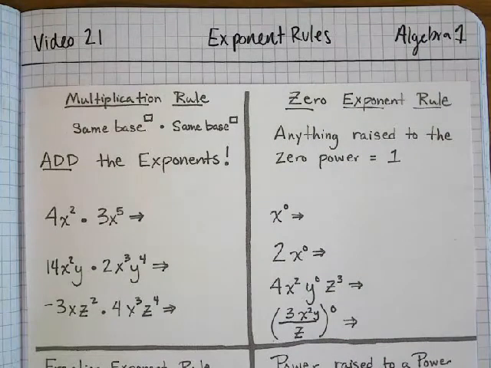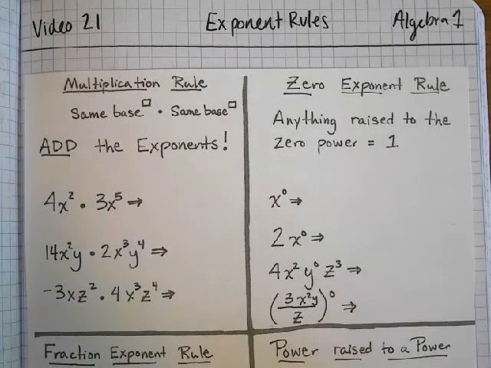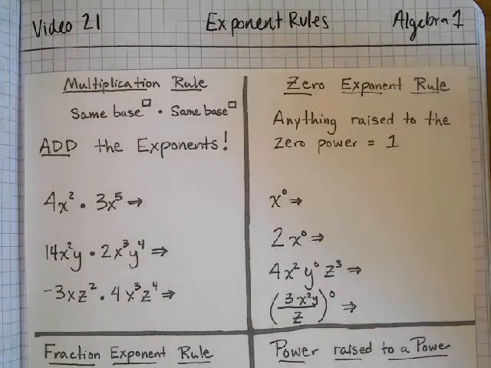All right, this is exponent rules, and this is video 21. This might be a little bit of a longer video, but it's kind of broken up into a couple parts, okay? So we've got 6 different rules to go over, and our first one is the multiplication rule, okay? That one's when we have the same base to a power times the same base to another power, you can add the exponents, okay?